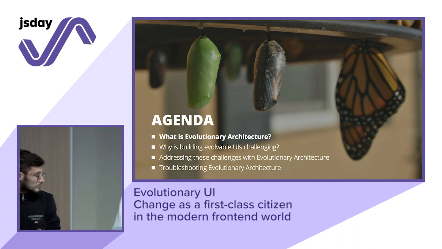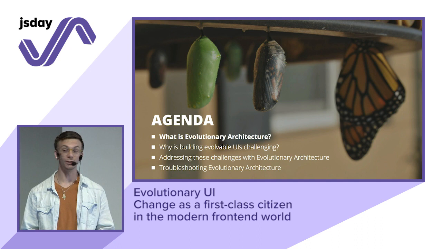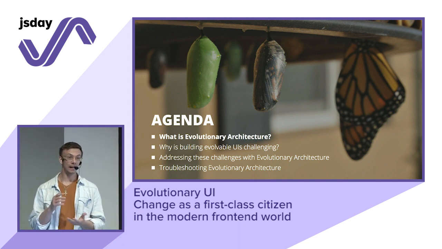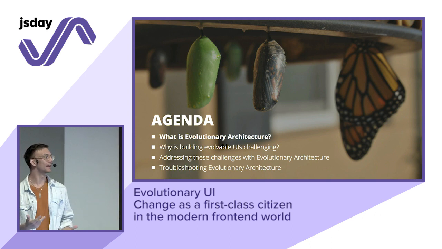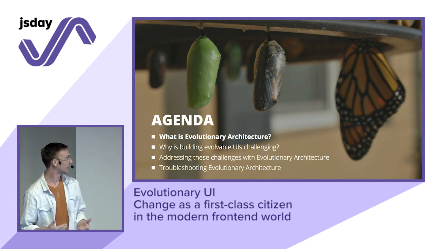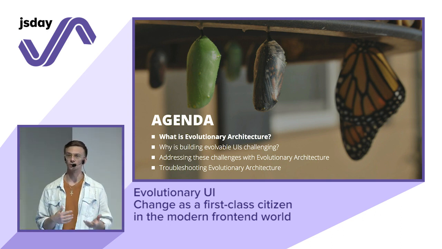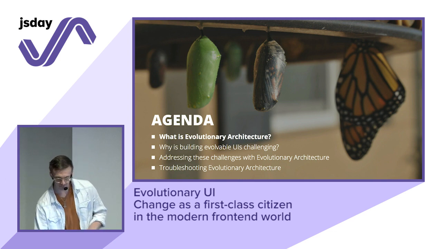So before we can really try to apply evolutionary architecture to UI, we first need to understand what evolutionary architecture is. So I'm going to give you the 10-minute summary of the book. We'll talk a little bit about what is meant by evolutionary architecture and what are the key cornerstones of an evolutionary architecture.